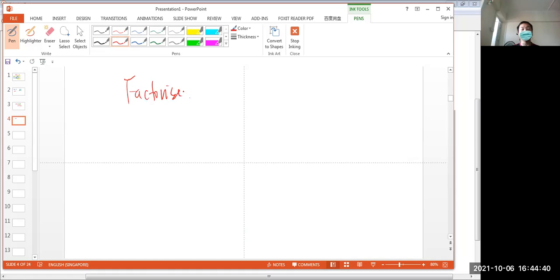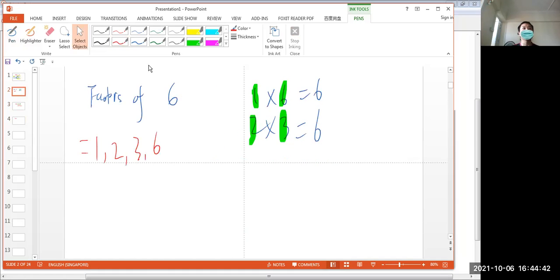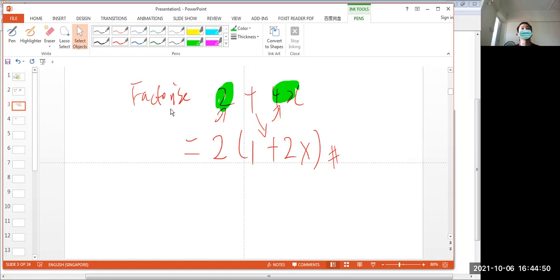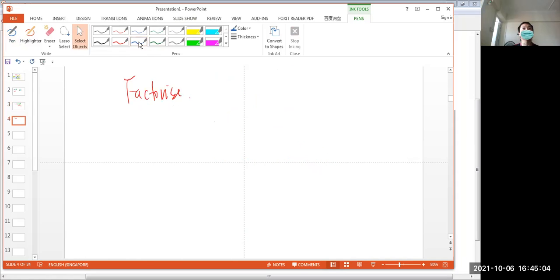Factorize. Okay, so I want you to see the trend here. Over here, this question, factors of 6, just one number, just one term. Over here, factorize 2 plus 4x. Can you see here is the first term, and then here's the second term. Okay, so 2 terms. And now I'm going to ask you to factorize 3 terms: x to the power 2 minus 3x, then plus 2. So can you see that over here you have 1, 2, and 3. So there are 3 terms.